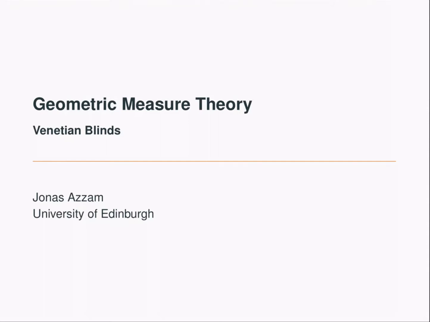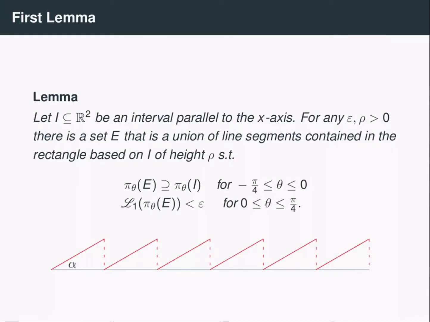Venetian blinds are a method for constructing subsets of the plane whose projections are large in a very narrow set of directions, and then either small or zero in every other direction. So there's no one theorem or no one set called the Venetian blind theorem or Venetian blind set.